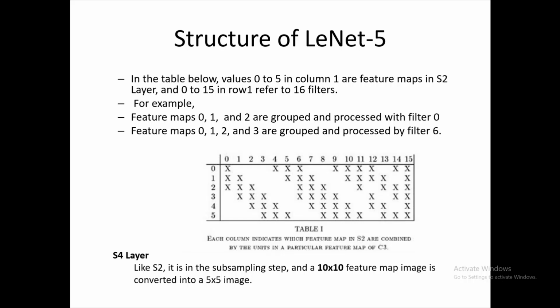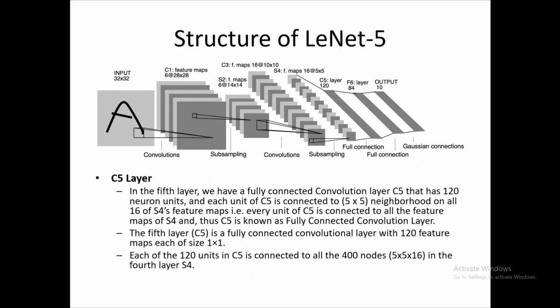In the S4 layer, like S2, it is just the subsampling step. It does nothing but subsampling, as in the previous S2. The feature map size in C3 is 10 by 10, and it is just scaled down into a 5 by 5 image.